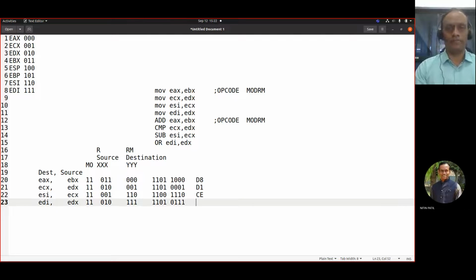Now if I see the next instruction, 1101. Okay, for whatever the conversion is, the X number again is D and 0111. So 8 is not there. So 4 plus 2 plus 1: 4 plus 2 is 6, 6 plus 1 is 7.